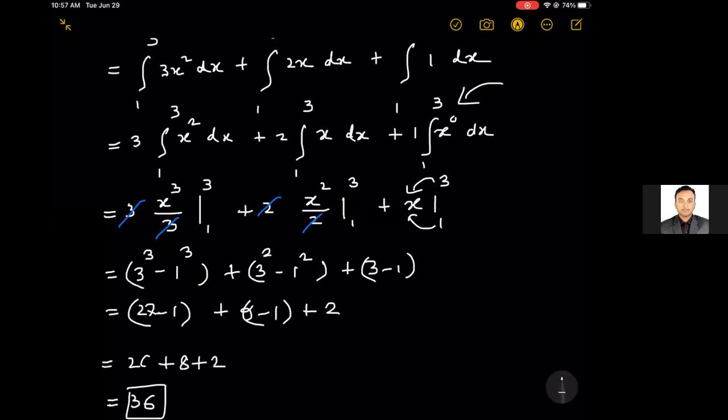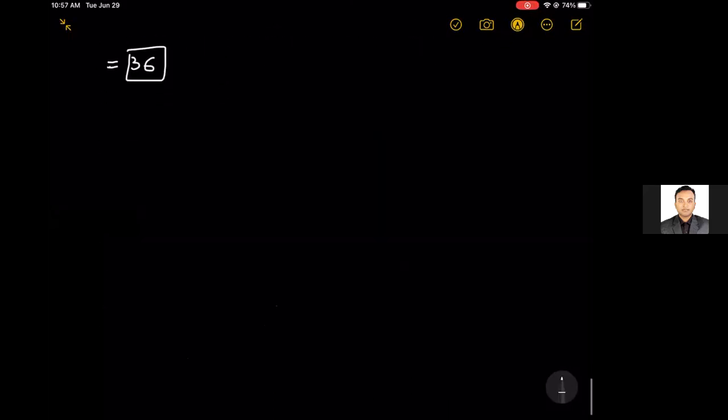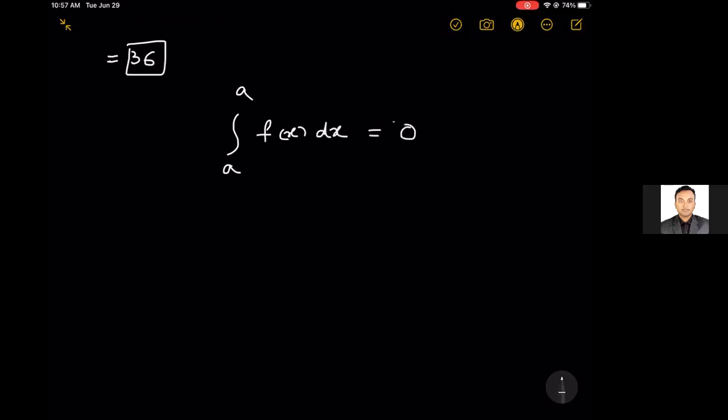Anyway, let me show you 2 more really funny, or I would say interesting properties, and then we'll wrap it up. So the first one is from a to a, your integration, whatever the function is, going to be 0.